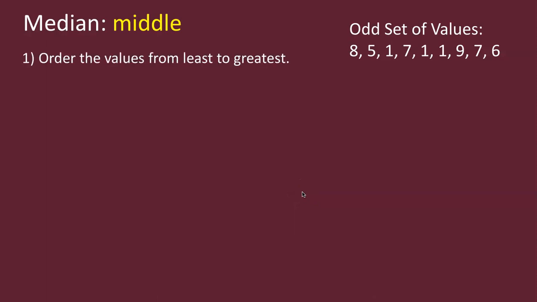So step 1, it says, order the values from least to greatest. So let's go ahead and record the 3, I see 3 ones. 1, 1, 1. We're ordering from least to greatest. So after the 1 would be the 5. Then I see a 6, and then the 7, and then the 8. And then I see a 9. And it looks like I missed a 7. So I'm going to stick that in right here.